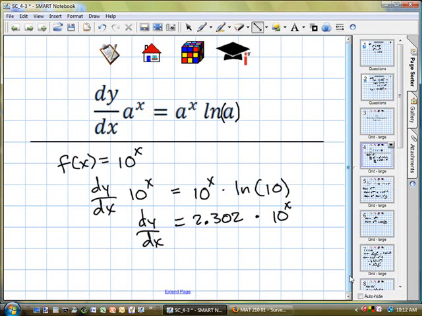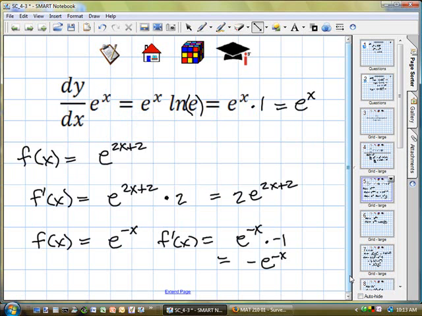You've got to use this one. So when that base is not e, you just have to do this. When it's e, it simplifies wonderfully. And now, let's do this example at the bottom of this page.